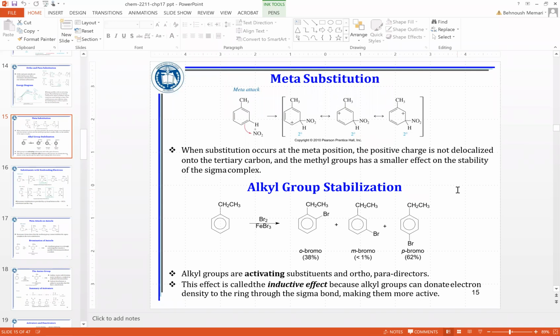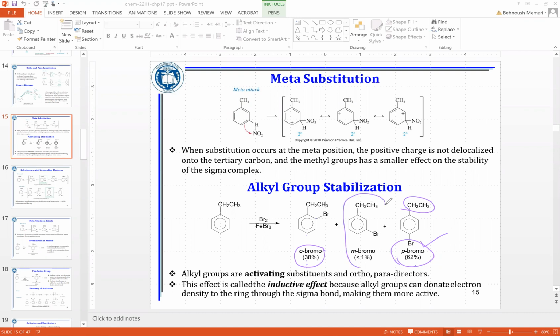So if we do bromination now, instead of the methyl group, we have an ethyl group here. For the ethyl group, because it's larger, bulkier than the methyl group, you see our ortho is not 60% anymore, it is 38%. And for para, now we have 62%. Because the ethyl group is bulky, the bromine prefers to go to the para position rather than the ortho position.